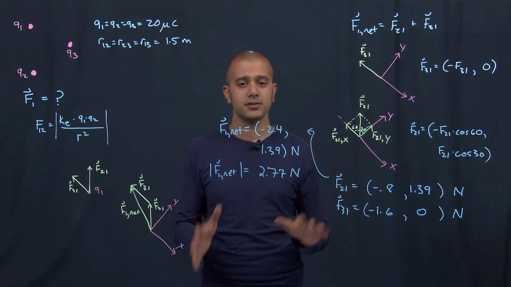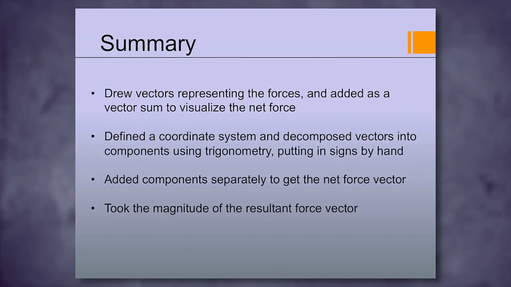So let me go ahead and summarize in detail what we've done here. In this problem, we were asked to find the electric force upon a charged particle using Coulomb's law. We first drew vectors representing the forces and added them as a vector sum to visualize the net force. Then we defined a coordinate system and decomposed vectors into components using trigonometry, putting in the signs by hand. Next, we added the components separately to get the net force vector, and then finally, we took the magnitude of the resultant force vector.